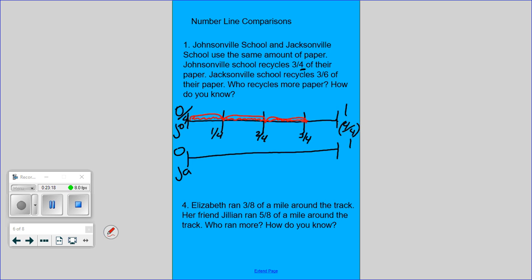Alright, Jacksonville only recycles 3/6 of their paper. So how do I break apart that number line? Sabrina? To 6 because of that denominator.